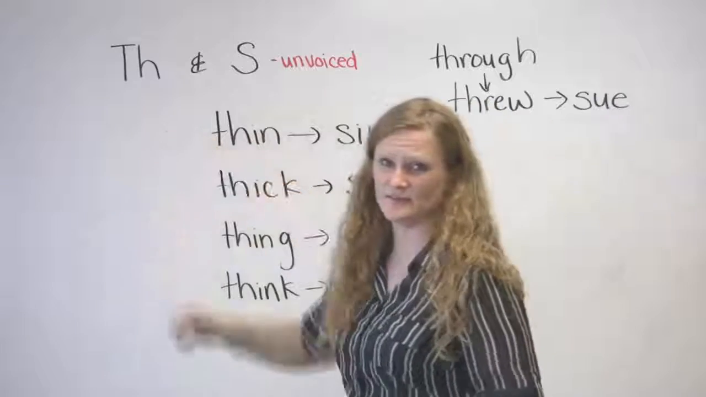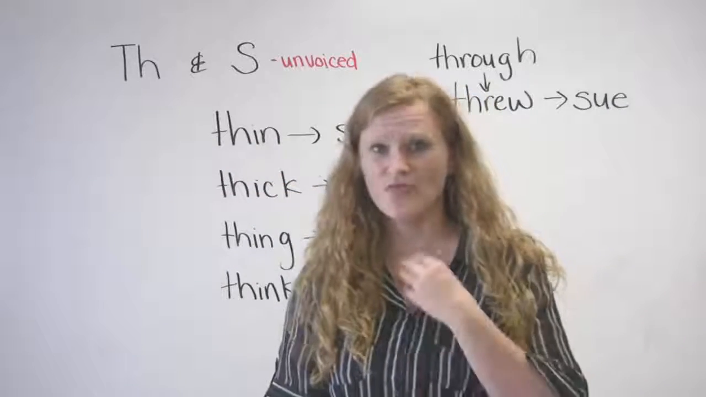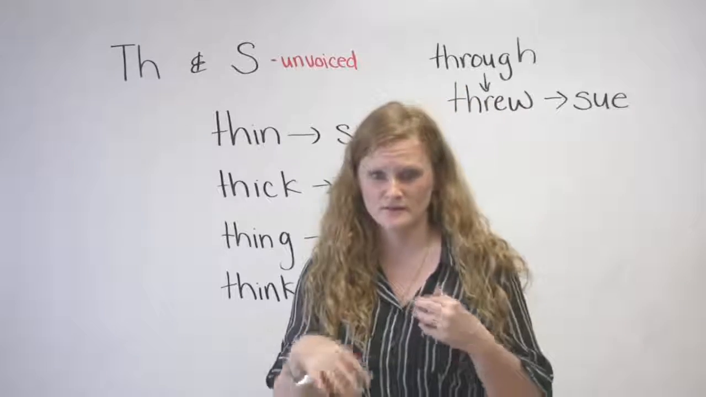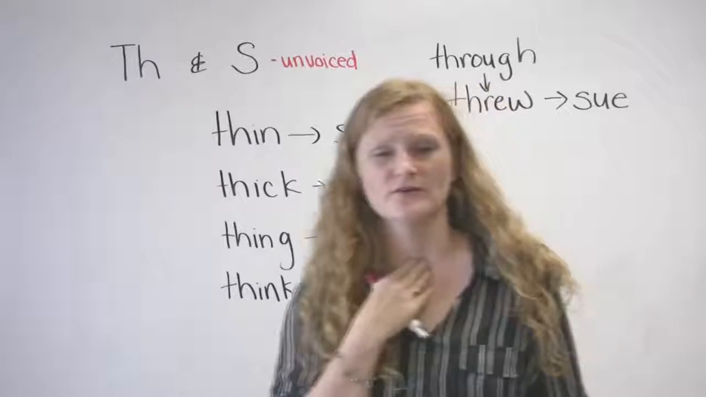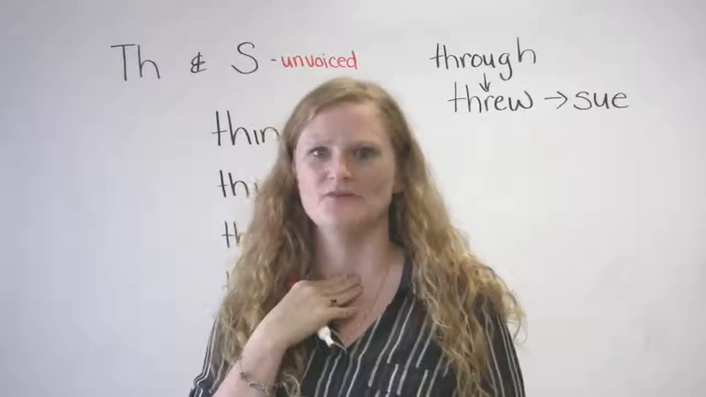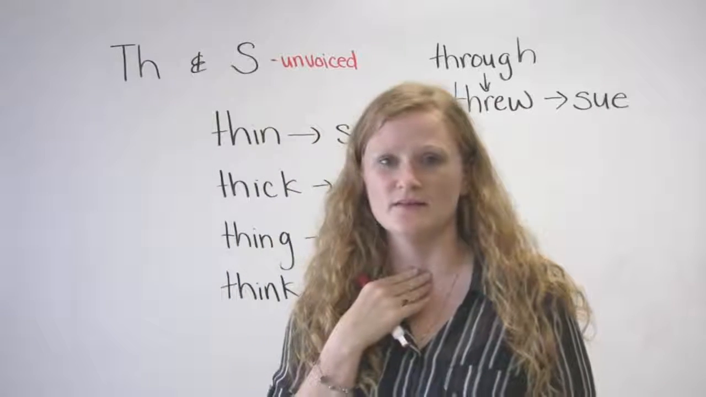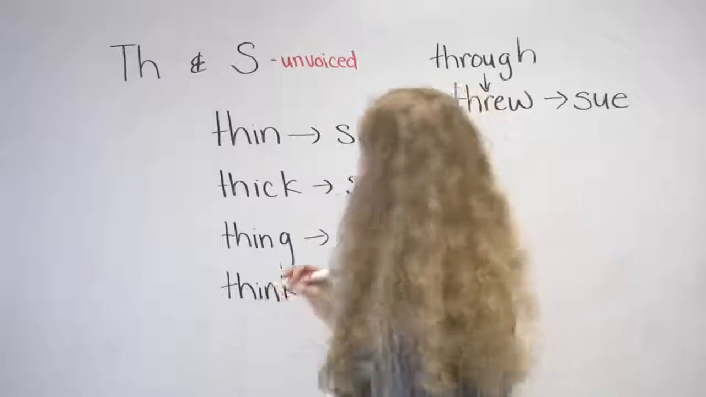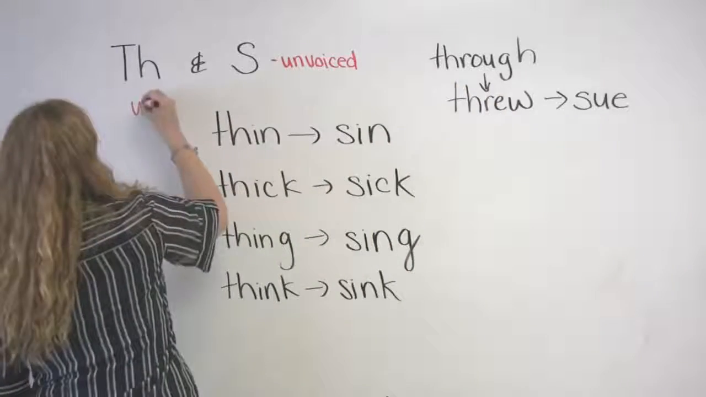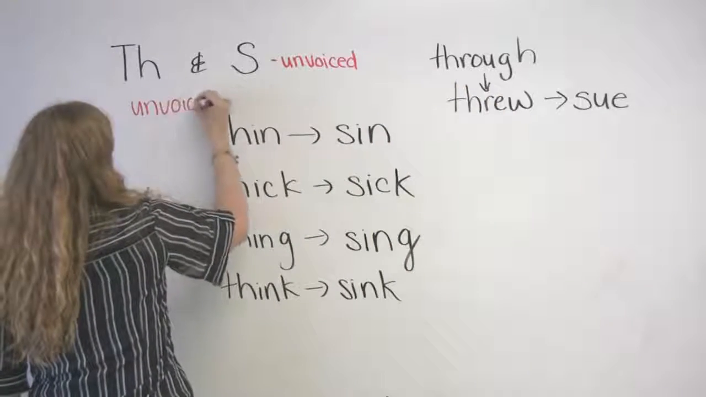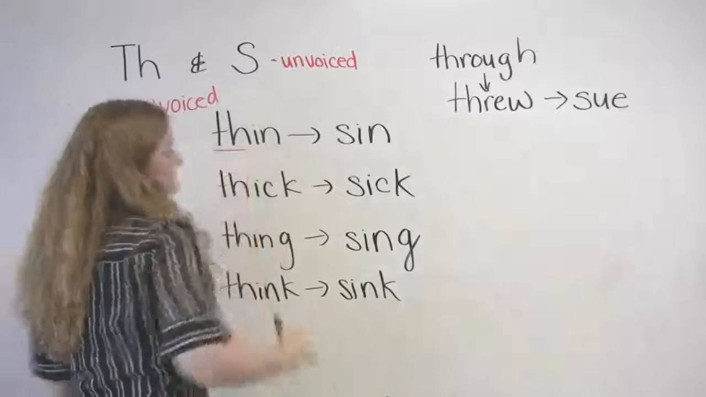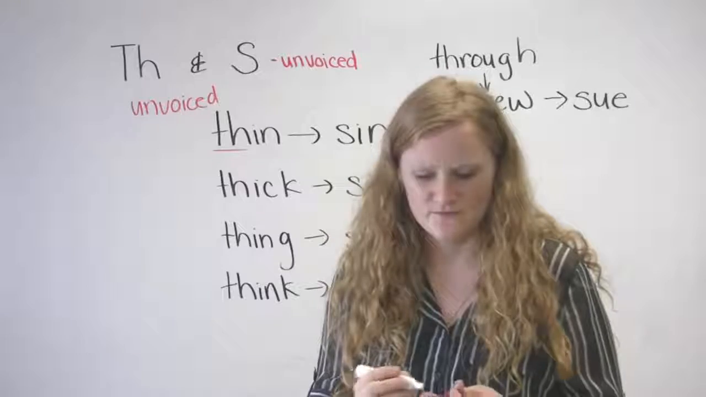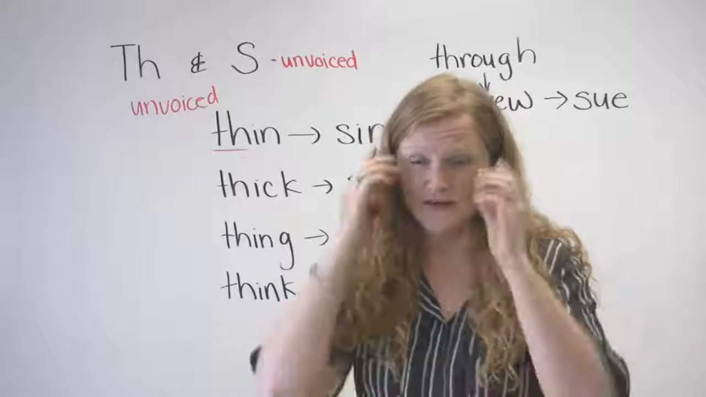The other sound, the TH, is also unvoiced, which means if you put your hand or your fingers on your throat and make this sound, there is no vibration in your vocal cords. So these are both unvoiced. So how do we know the difference? How do we say it? What's different about the two sounds?